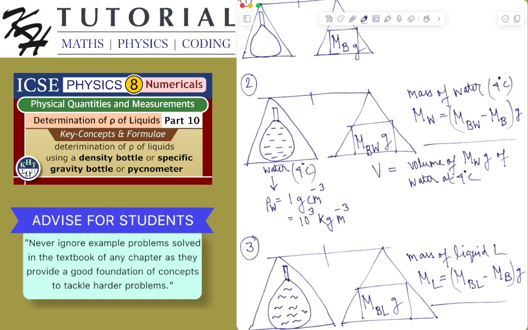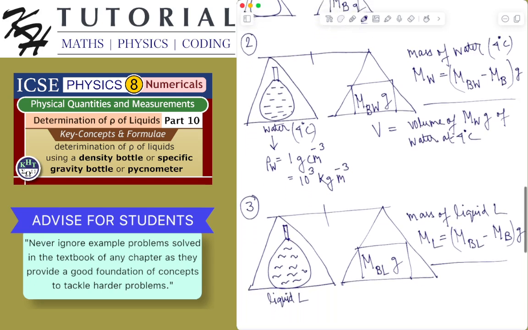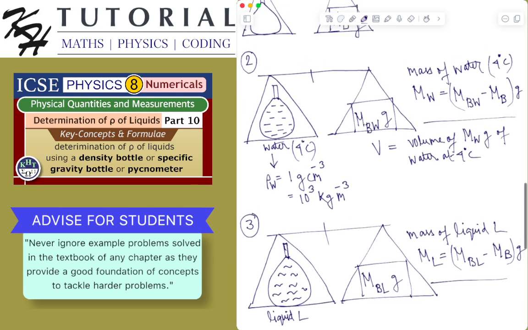V is the capacity of the density bottle, and V is also equal to the volume of the water completely filling the density bottle, and also equal to the volume of the liquid completely filling the density bottle. So basically the density of the liquid will be nothing but ml divided by V. So we are trying to find what will be V.